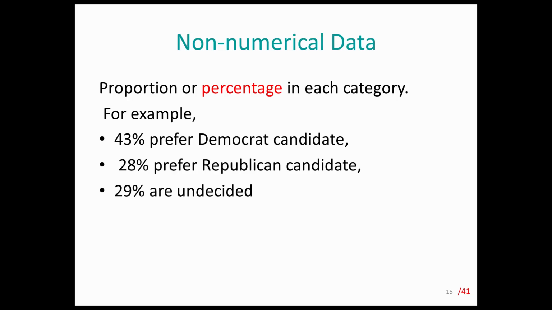For non-numerical data, obviously we can't calculate the average or the mean or the median or the variance. The only thing we can do is the percentage. For example, you may describe your population in terms of what percentage prefer a Democrat candidate, what percentage prefer Republican candidates.